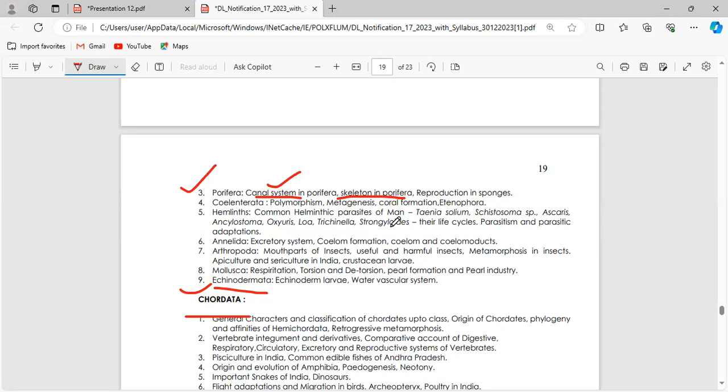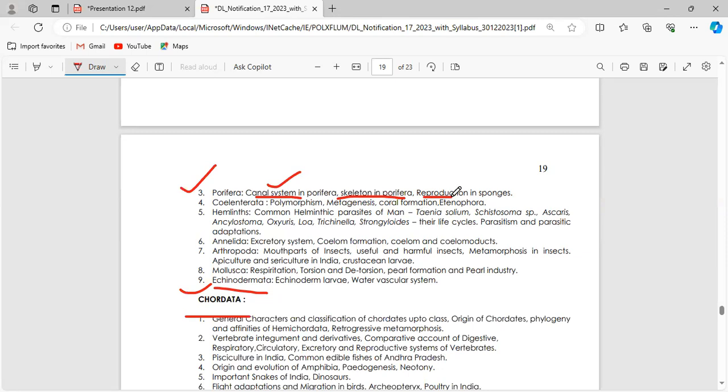In reproduction in sponges, we are going to focus on both asexual reproduction and sexual reproduction. In asexual reproduction, budding is there, fission, reduction bodies, and gemmules. They come under asexual reproduction.